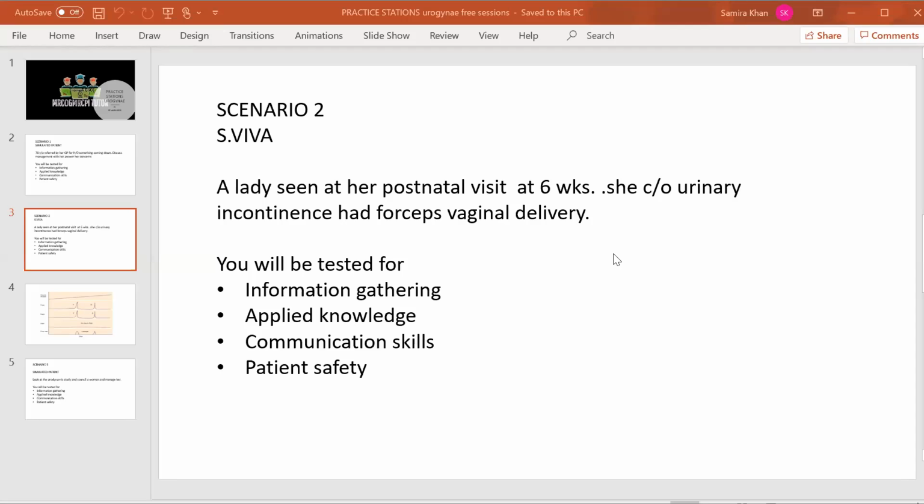Yeah, first of all, I have to ask her about her present symptoms of urinary incontinence, that she needs to rush to the toilet, how many times, and whether she leaks with laughing or sneezing, or leaks before urine.